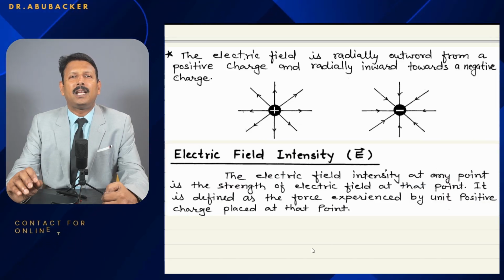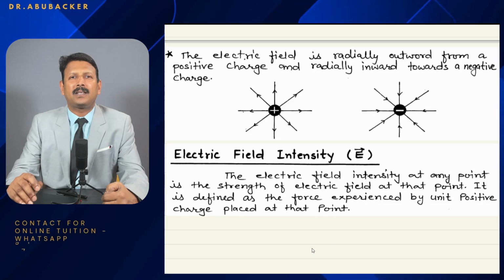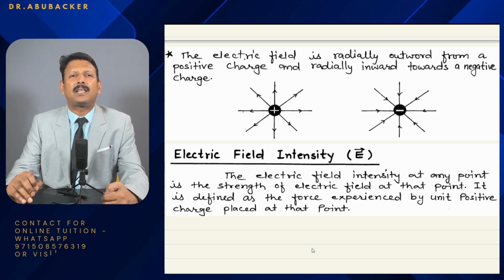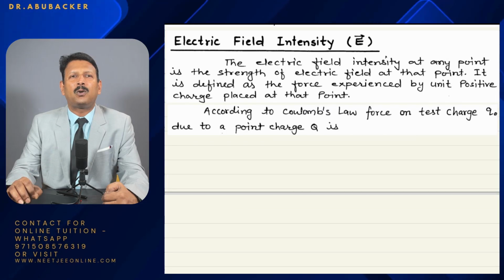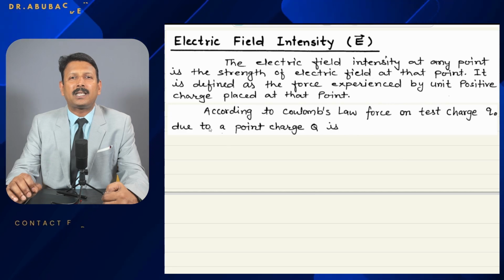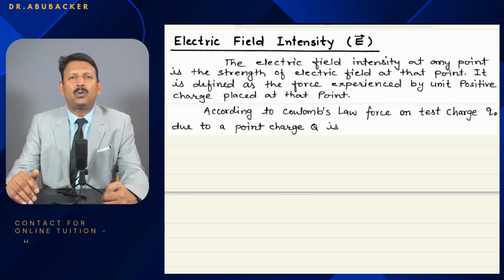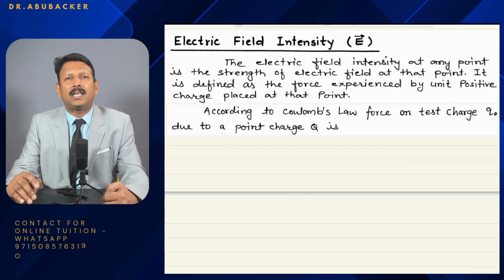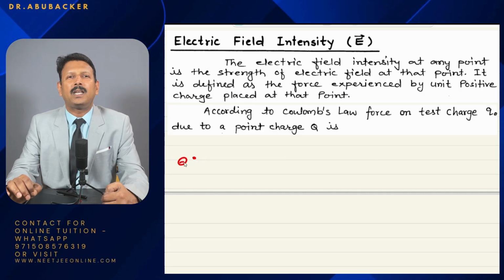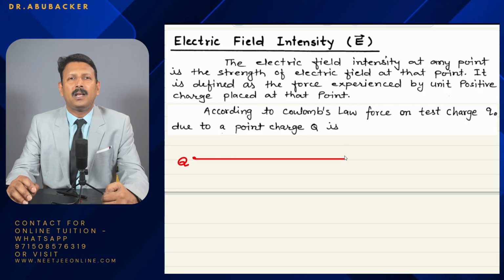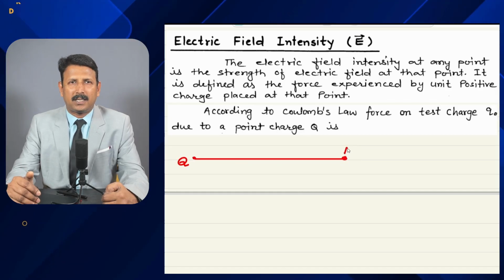When we talk about the electric field intensity, this is actually the strength of the electric field at that point. It is defined as the force experienced by a unit positive charge placed at that point. So there is an equation for electric field. How to get it is just to follow this statement: force experienced by a unit positive test charge, or unit positive charge. So we can understand it step by step.